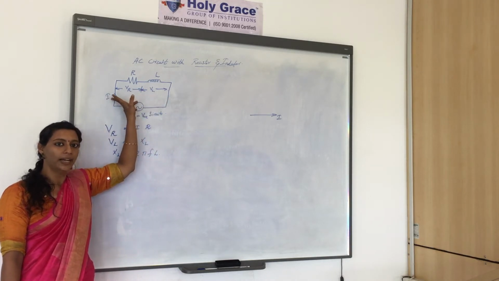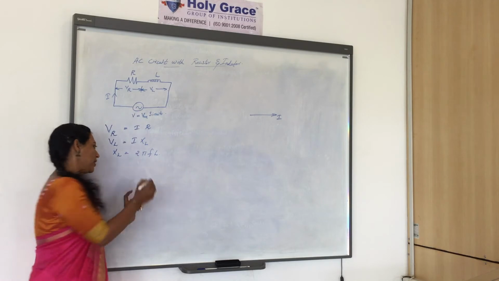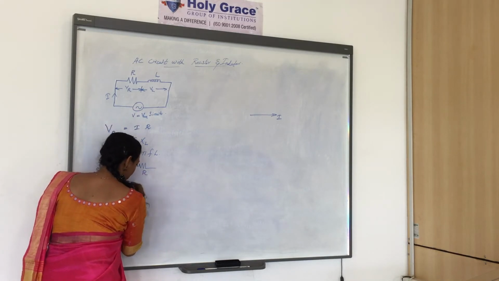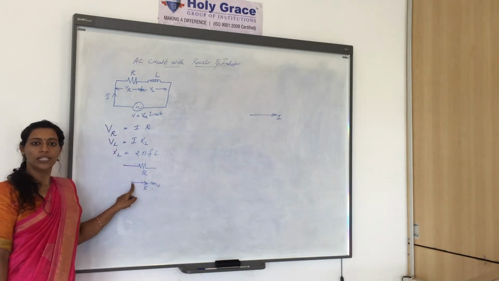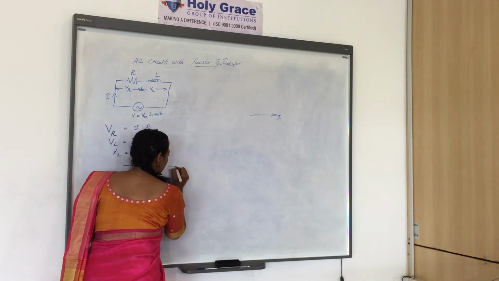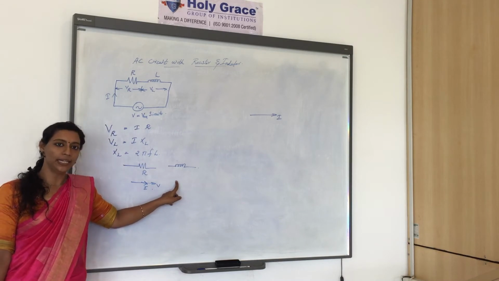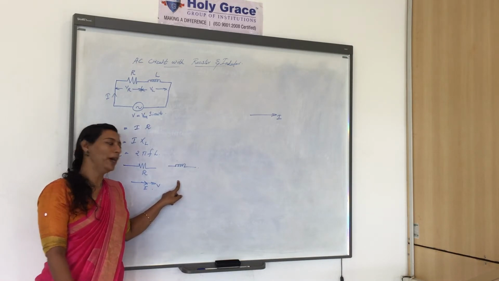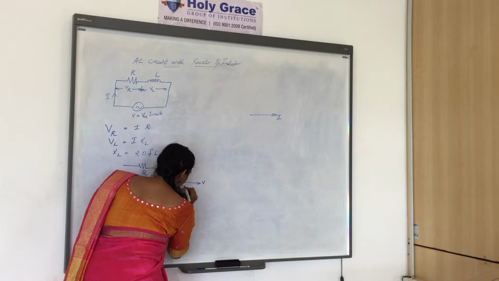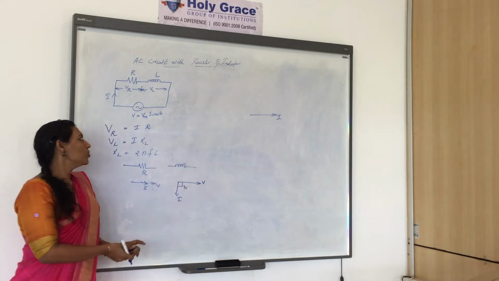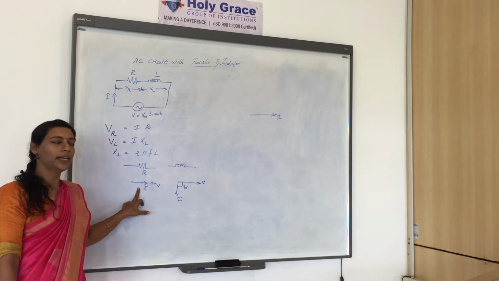Coming to the basic diagram, in case of a pure resistor, the voltage and current are in phase. Next, in case of a pure inductor, the voltage leads the current by 90 degrees, or current lags the voltage by 90 degrees. So the angle is 90 degrees.